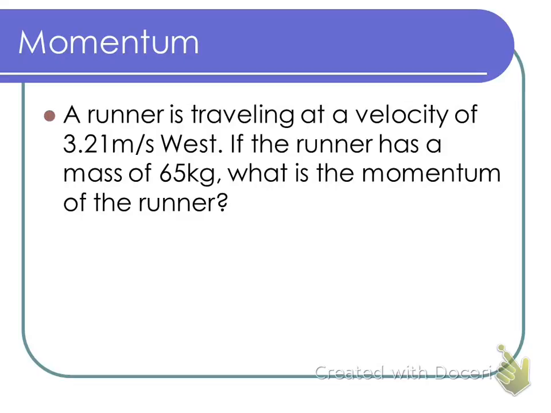Okay, let's try this one. A traveler is running at a velocity of 3.2 meters per second west. If the mass is 65 kilograms, what's his momentum? It's literally as easy as it looks.